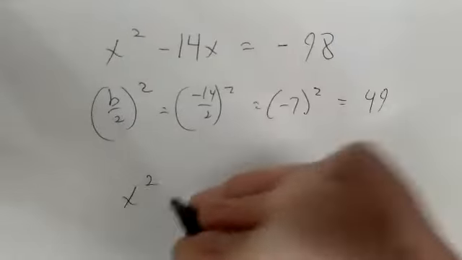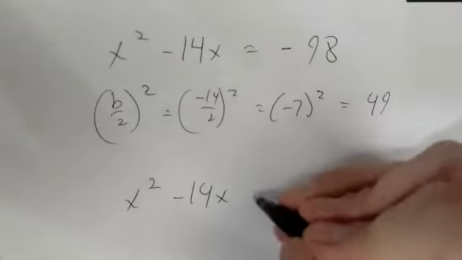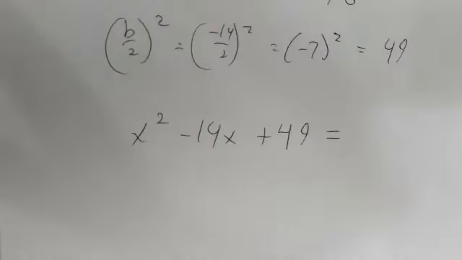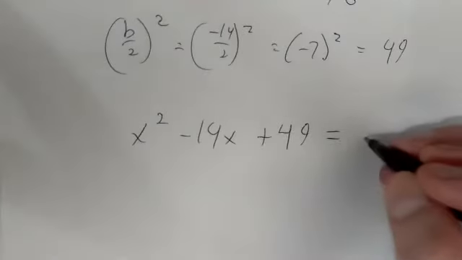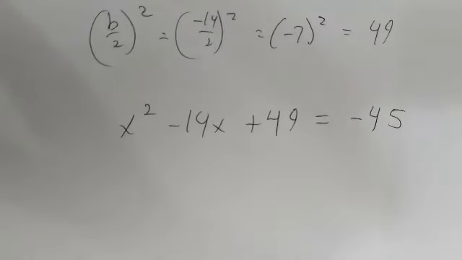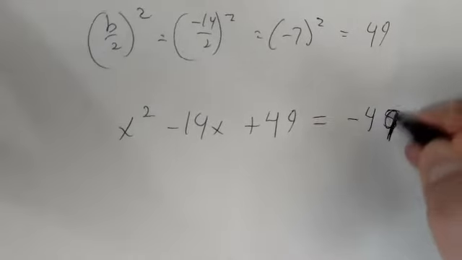So x squared minus 14x plus 49 is going to be equal to negative 98 plus 49. Is that going to be minus 45? Oh, no. Negative 98 plus 49. Did the wrong numbers. I thought that sounded wrong. Minus 49.